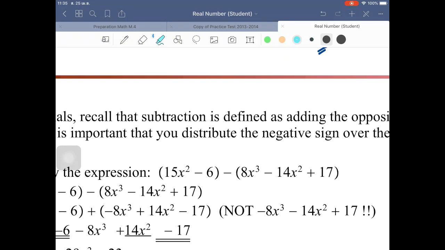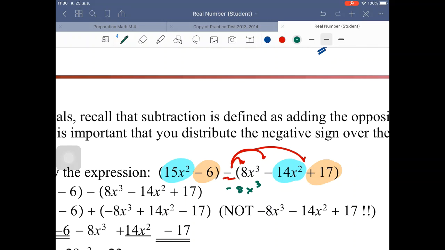Okay, next one. Analyze first which term can be operated with which one. So here, x squared with x squared, this one with this one. But the difference between this question and the previous one is the negative sign. Don't forget to expand the negative sign in the bracket, so you will get negative 8x to the power of 3 plus 14x squared and minus 17. Negative 8x cubed plus 14x squared minus 17. Okay, and then you perform normally.